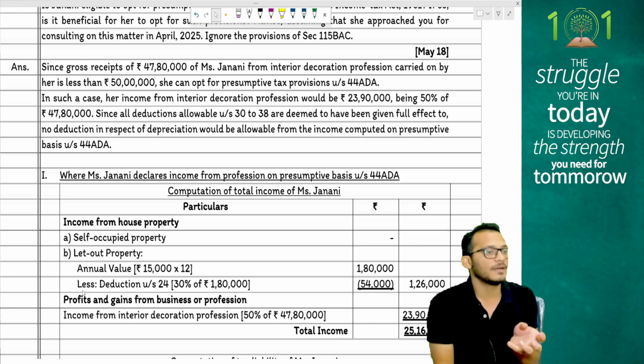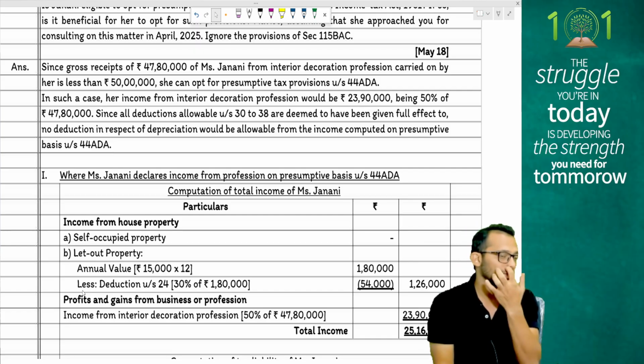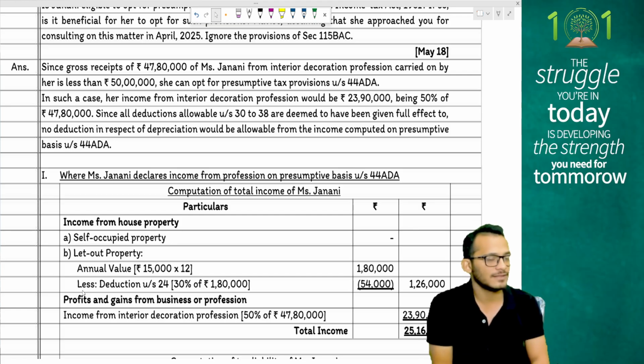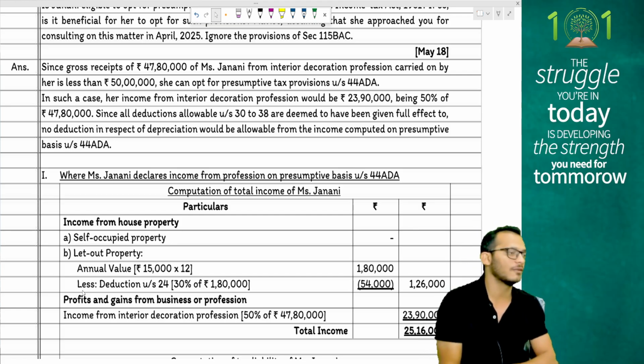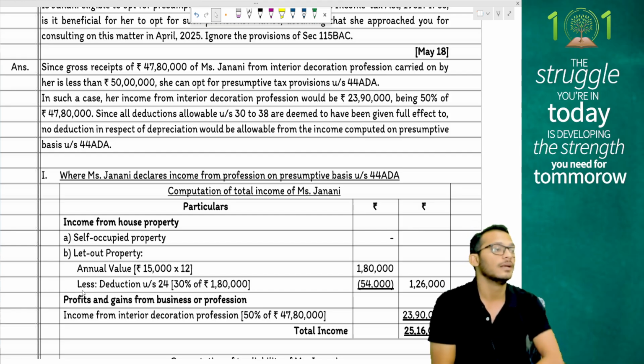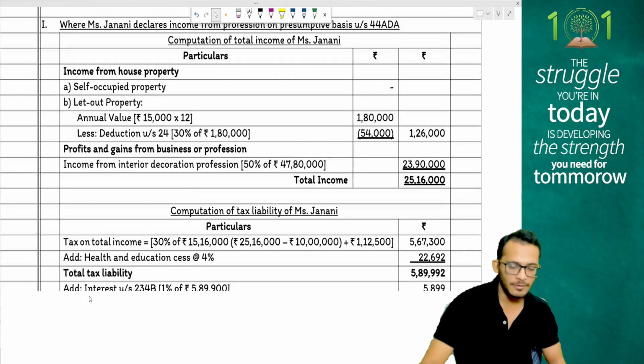This is a comprehensive question in the sense that it's triggering multiple things: presumptive chapter, normal chapter, interest on both chapters, and then recommendation chapters. Yes, so that is why this question becomes a little critical for you to focus attention on. Clear, everyone? Clear? Yes. Question number 1 is what we have done, people.